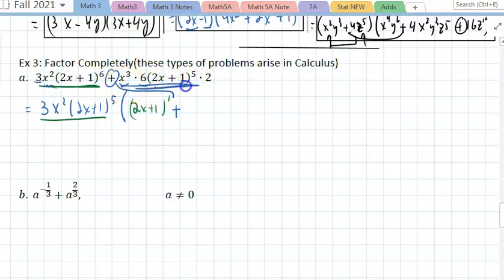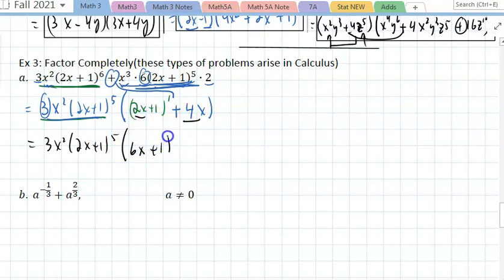If I take this term divided by this term, 6 divided by 3 is 2 times 2, that's a 4. The 2x plus 1 to the 5th cancel out, and x cubed divided by x squared is x. So I'm looking at 3x squared into 2x plus 1 to the 5th. 2x plus x, 4x is 6x plus 1.